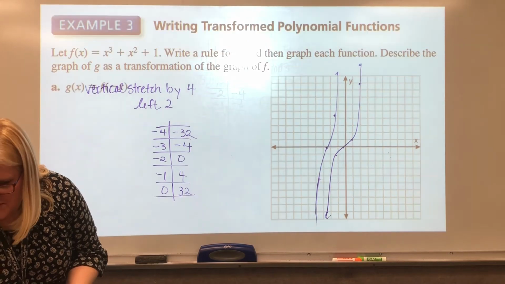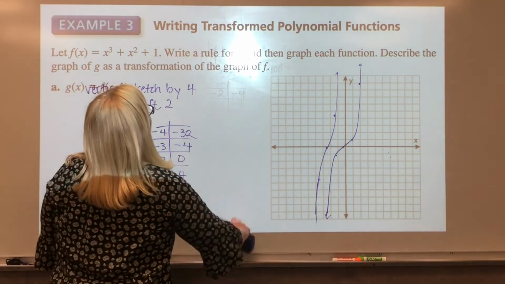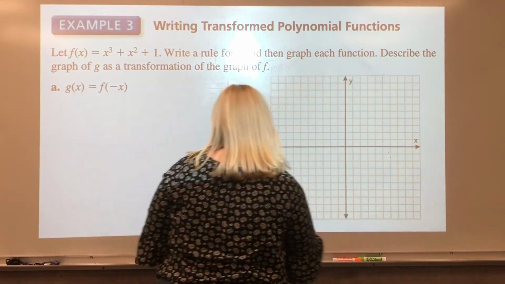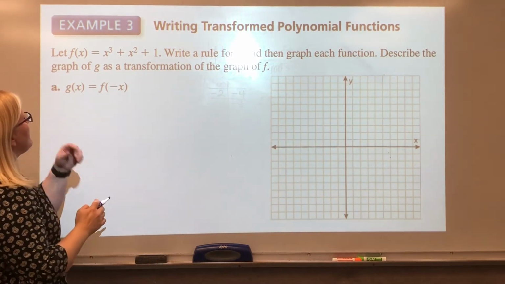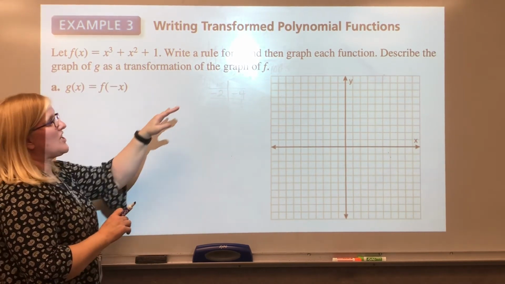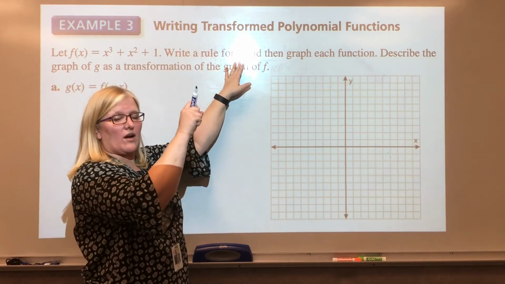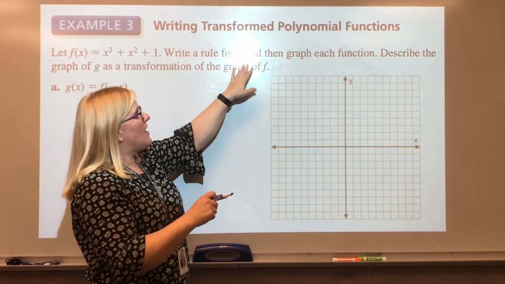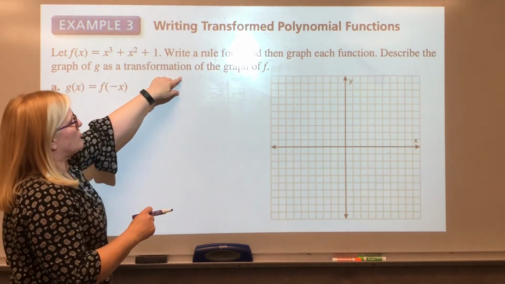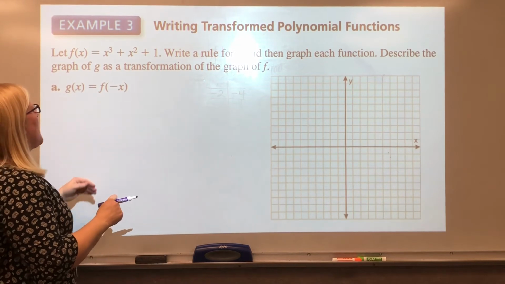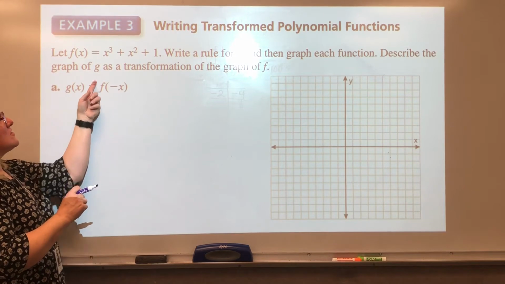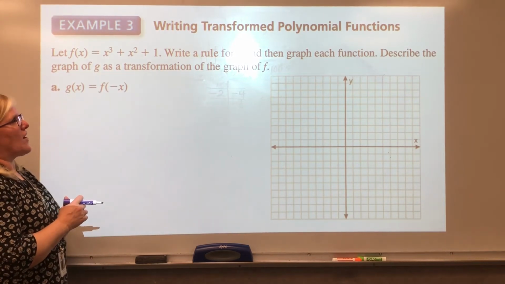All right, writing transformed polynomials. All right, f of x equals this function right here. Write a rule for g, that means we're writing where the new location, and then graph each function. Describe the graph of g as a transformation of the graph of f. So what's happening is, I'm starting one place and they want me to do this to this function right here.